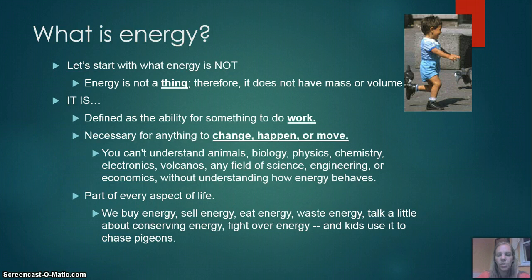And you can't really truly understand animals or biology, physics, chemistry, electronics, volcanoes, any field of science, engineering, or economics without understanding energy. It's part of every aspect.